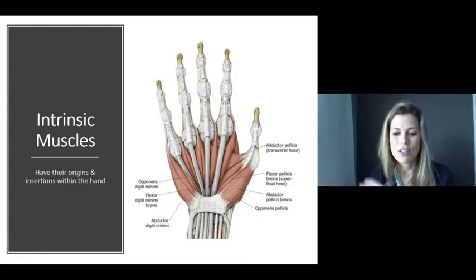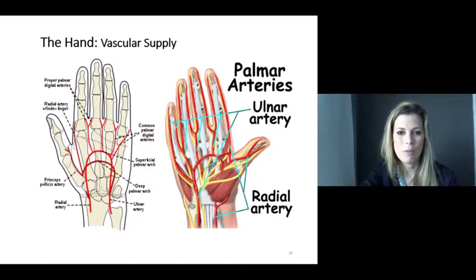And so I've heard students talk about that as a way to remember it and think about how both that radial artery and ulnar artery contribute to those different types of blood flow and circulation patterns within the hand.